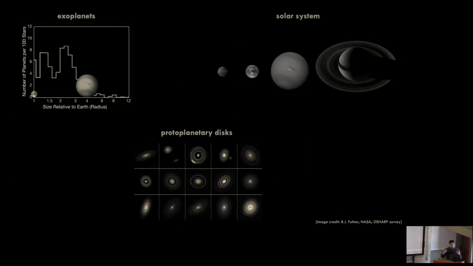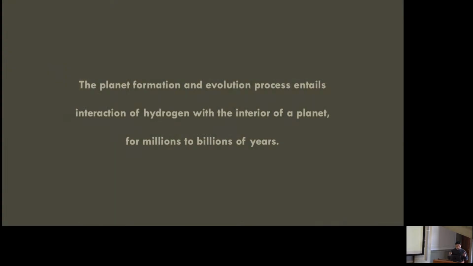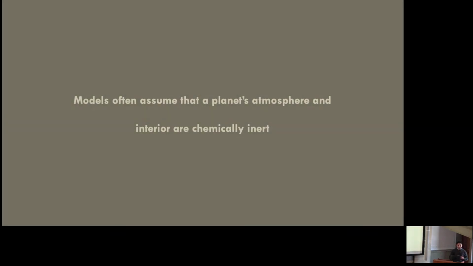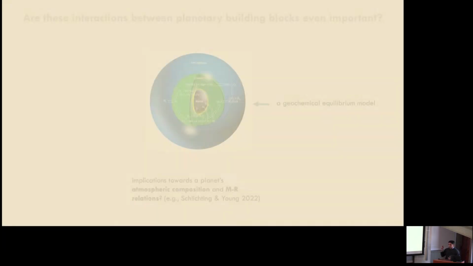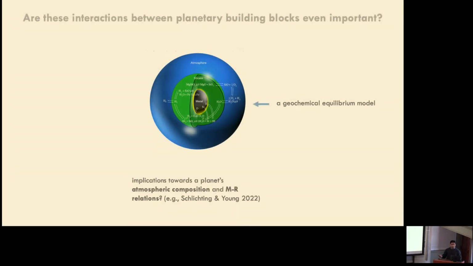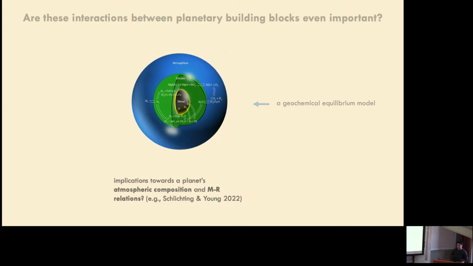So in a nutshell, the planet formation process entails this interaction of the hydrogen with the interior of the planet over millions to billions of years, but still your typical model ignores any interaction between these constituents. So we should ask, are these interactions even important for us to care about? Should we just ignore them? Is that fine? Studies are already showing not quite. What you expect in the atmospheres that you might see with JWST, for instance, very much gets dictated by what's happening inside these planets.